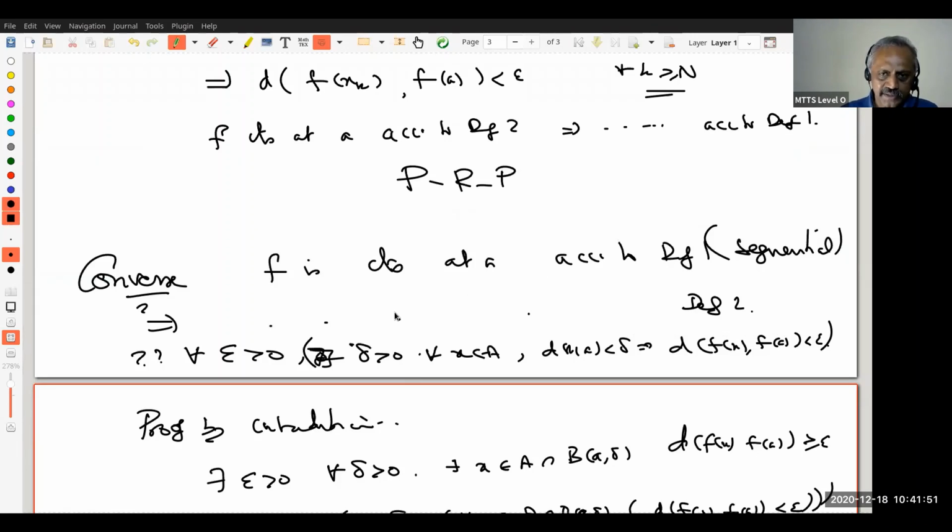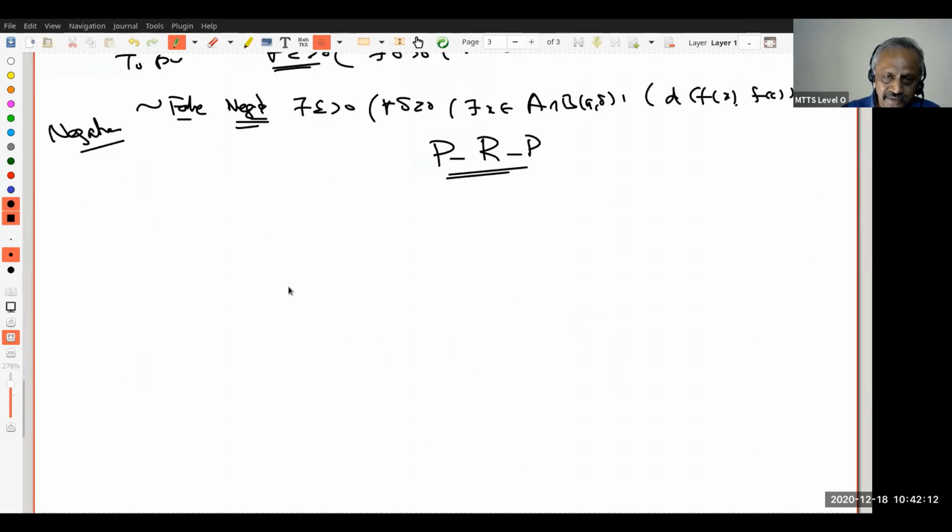If it is continuous at a, what does it mean? For every sequence xn, something is true. Therefore, if I want to show it's not continuous at a, what should I show? I have to find a sequence xn in the set A so that xn converges to a, but f(xn) does not converge to f(a). Is that clear? Please think. Thinking logically makes life easy. Don't learn by heart or simply accept what I'm saying.